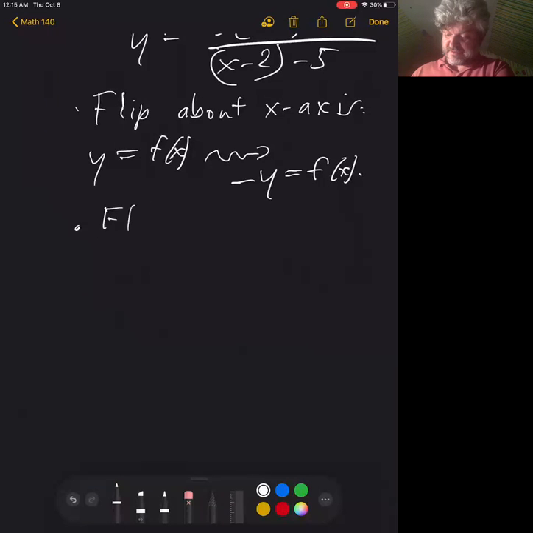Fine. Flip about the y-axis. Three guesses. Maybe you can figure it out for yourself. So I would pause the video at this point.